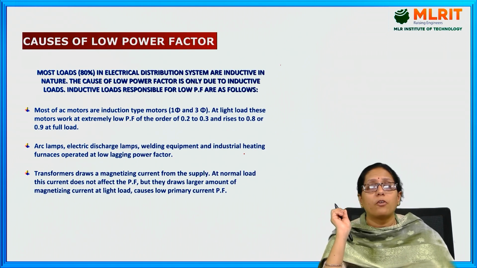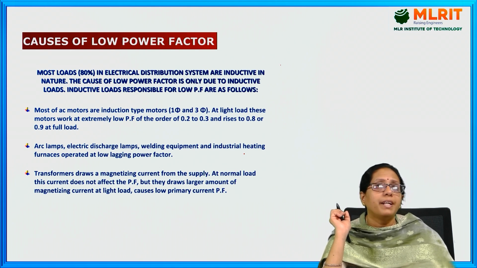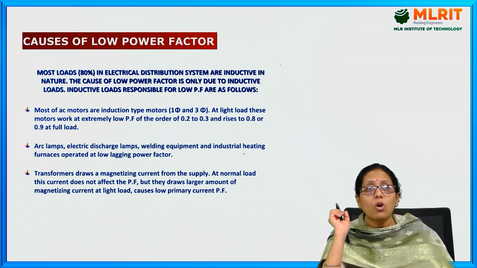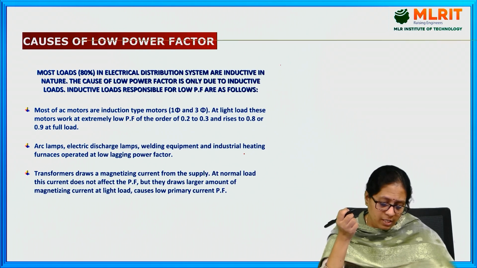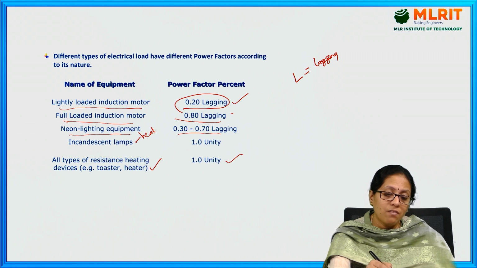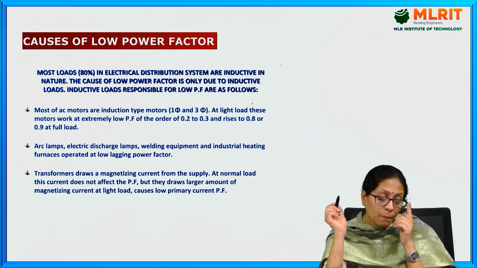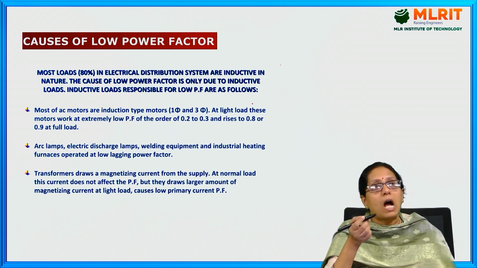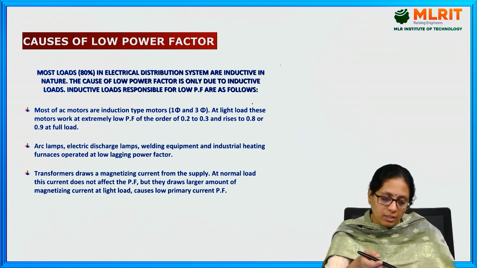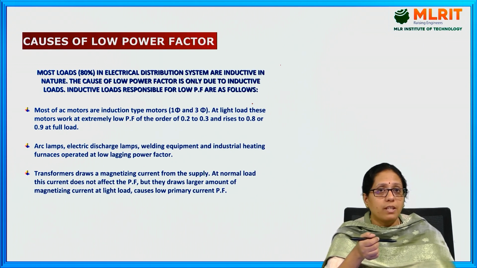Causes of low power factor. What are the different causes for the low power factor? Most of the motors are induction motors, either single phase or 3-phase. At a light load or at a heavy load, whether lightly loaded or fully loaded, the power factor varies. As I said in the previous case, even if it is lightly loaded, it is 0.2, and if fully loaded, it is 0.8. So based on the load, full load or half load or light load, single phase or 3-phase, the power factor varies.